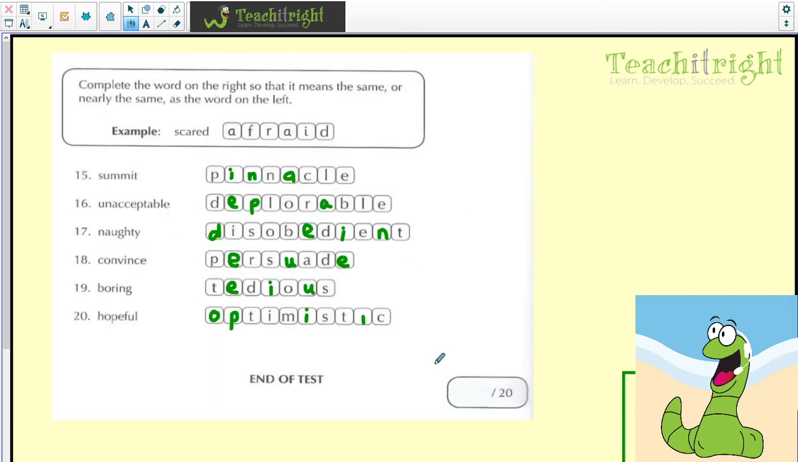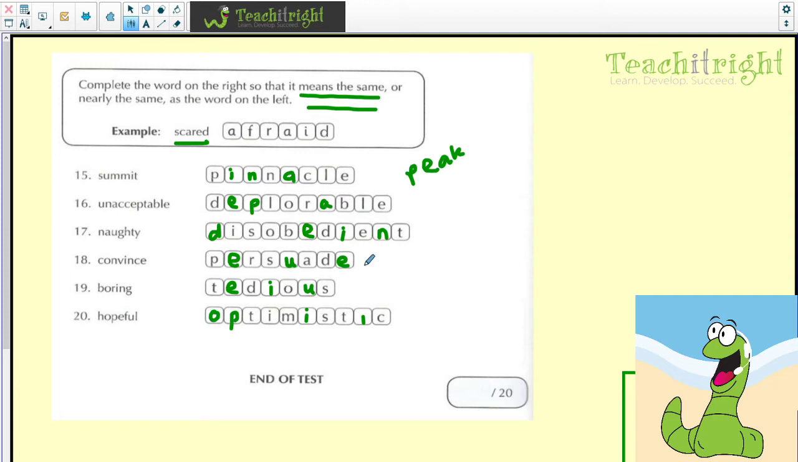Let's have a look at the last few questions of the first test, and these are synonyms. So these are words that mean the same. It's just making sure that we take the words that mean the same as the word on the left. So we've got scared and afraid, summit and pinnacle. Another word for that is peak, to be at the top. Unacceptable and deplorable. So that's meaning unsatisfactory. It's deplorable, it's unacceptable. Naughty and disobedient, we would know that to mean badly behaved. I'm sure you're not naughty or disobedient.